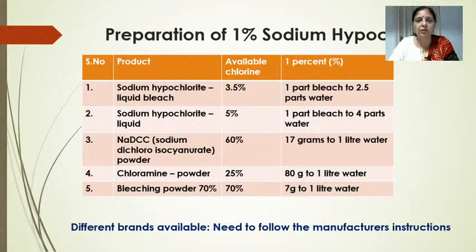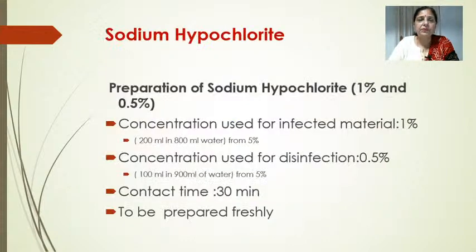If we have available chlorine of 3.5%, then 1 part of bleach to 2.5 parts of water. If we have 5% sodium hypochlorite liquid, 1 part of bleach to 4 parts of water. If we have sodium dichloroisocyanurate powder, that is 60%, 17 grams to 1 liter, and bleaching powder is usually 70%, we use 7 grams to 1 liter. So we have several different brands available, and we need to follow the manufacturer's instructions also. Then for sodium hypochlorite, we usually use 1% and 0.5%.